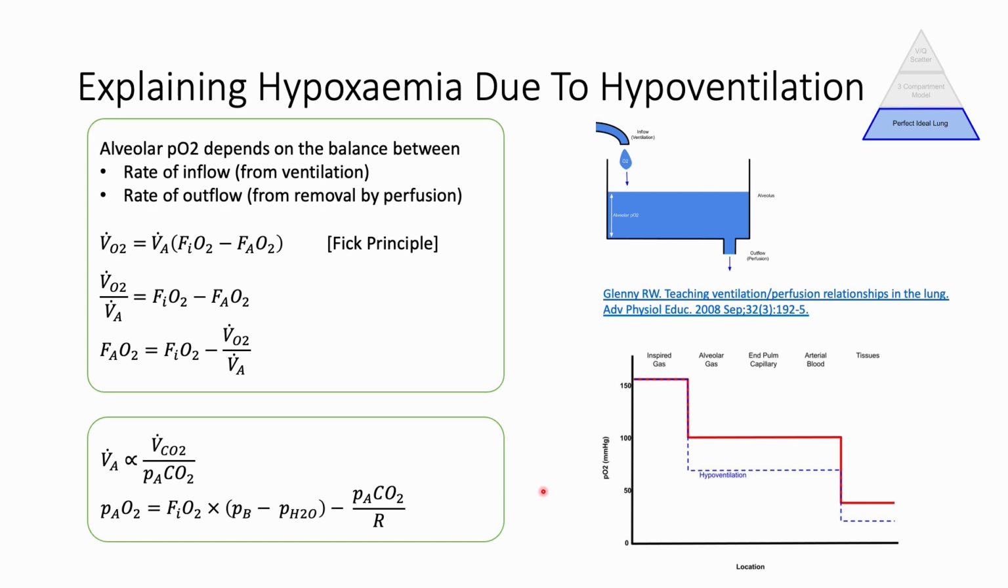And if we were to use the oxygen cascade to look at hypoventilation, in this situation, our inspired oxygen is still normal, but the problem is at the alveolar gas level, which will cause a reduction at this point and reduce the oxygen at all the subsequent steps.